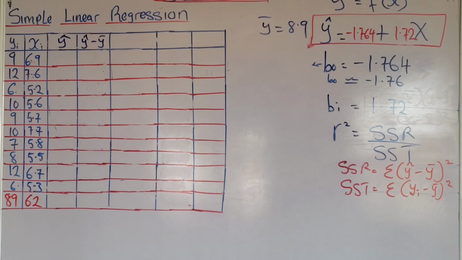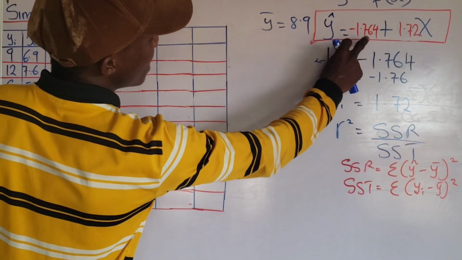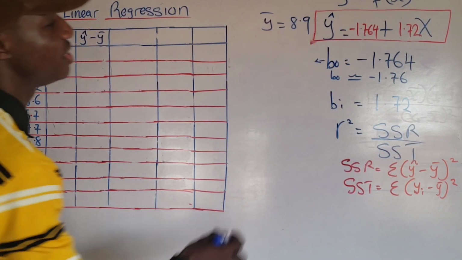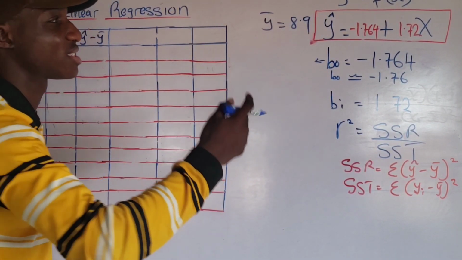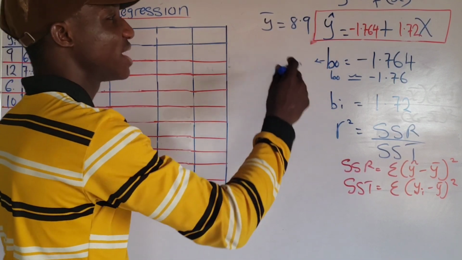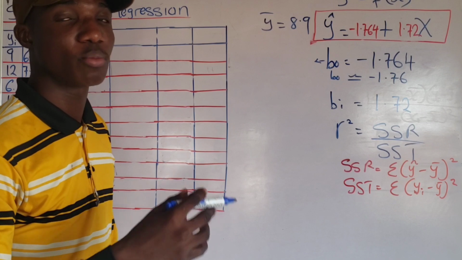Now let's start with the predicted value of y. Just pay attention. I'm going to explain it step by step. To get the predicted value of y, all you have to do is plug in the corresponding value of x into the regression function that we got. Don't forget that the regression function that we got is the predicted value of y, which is y hat. This hat signifies predicted value of y, is equal to negative 1.764 plus 1.72 multiplied by x.